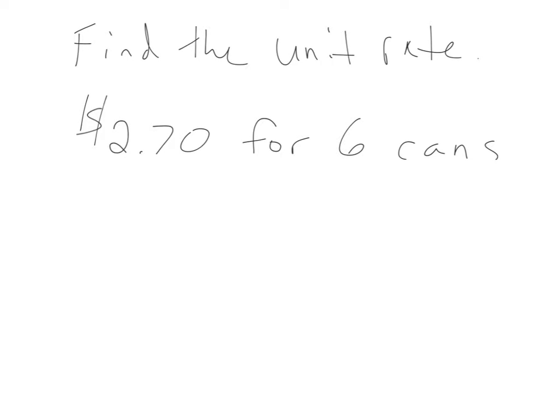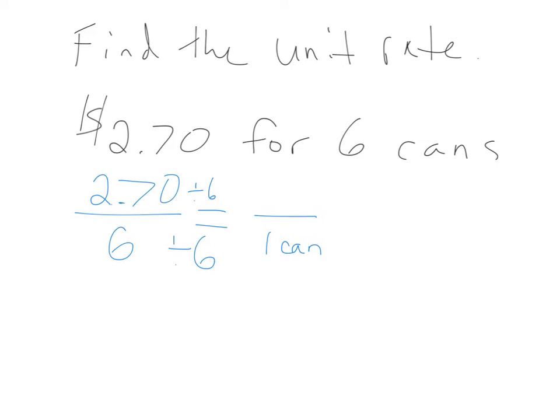On this one, it says to find the unit rate. Unit means 1. If you go a unit, you went 1 unit. So you want to find the rate when it's 1. In this case, it's $2.70 for 6 cans, so we want to find out what it is for 1 can. We always put money on the top, and we have $2.70 over 6. To get the unit rate, we divide by 6 on the bottom, so we get 1 can on the bottom. And on the top, we divide by that exact same thing, so we divide by 6.